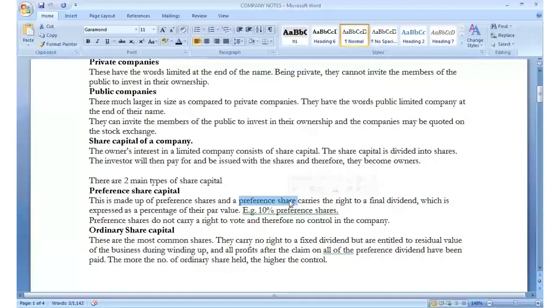We have some characteristics of preference shares, which we are going to discuss again in detail in semester 4. For example, preference shares do not have voting rights. They cannot vote in annual general meetings of the company. In short, they don't control the company. They cannot vote in any decision. They cannot sack managers or directors, etc. They don't have any control in the company.